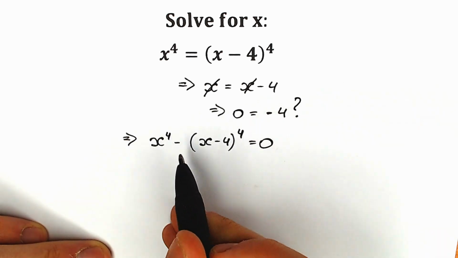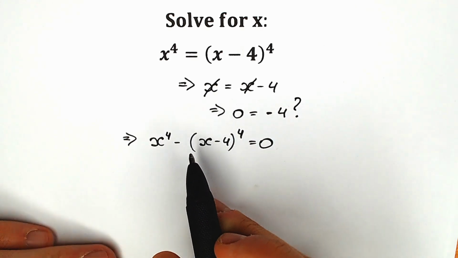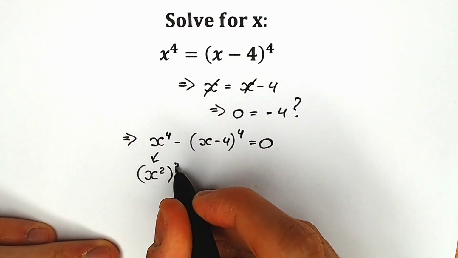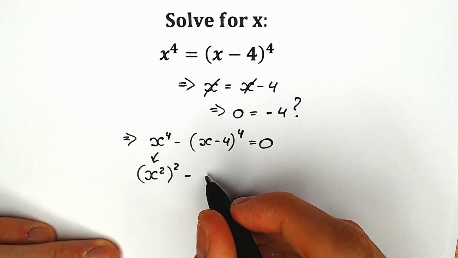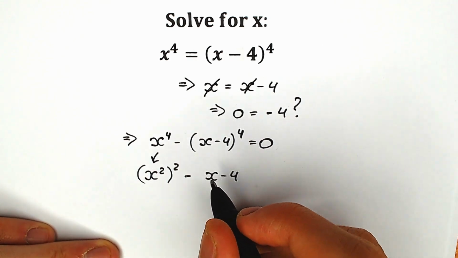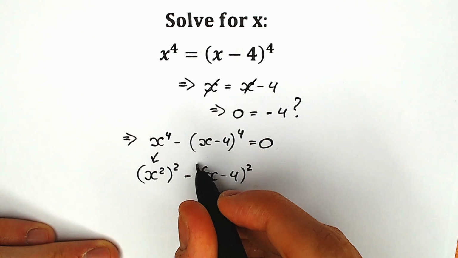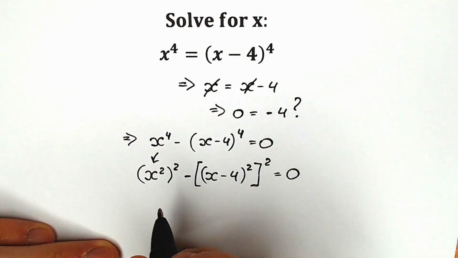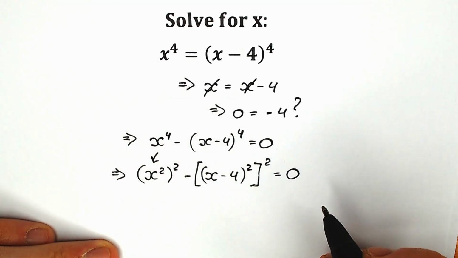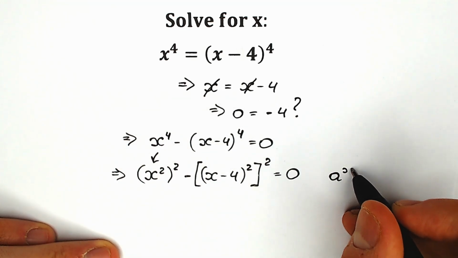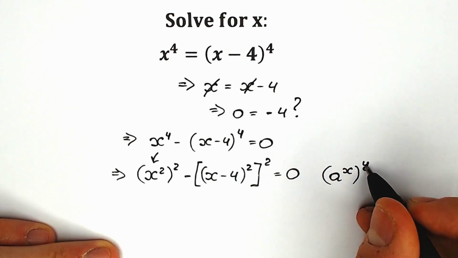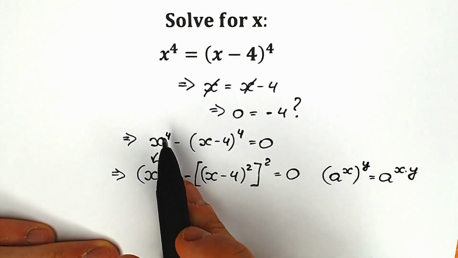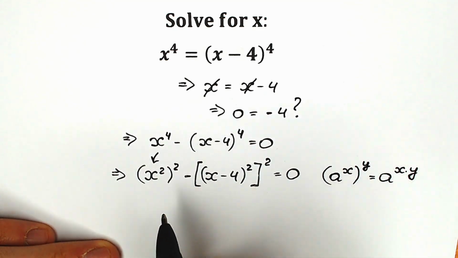Right now we have a difference of fourth powers, but we can express x to the fourth power as (x squared) to the second power, and do the same thing with this expression. We can write it as ((x minus 4) to the power 2), and let's use these brackets here, raised to the power 2, equal to 0. It changed nothing for us, because according to a basic math property, whenever we have an expression like a to the power x raised to the power y, we can multiply a to the power x times y. So we multiply 2 times 2, and we have the same 4. Nothing changed for us.